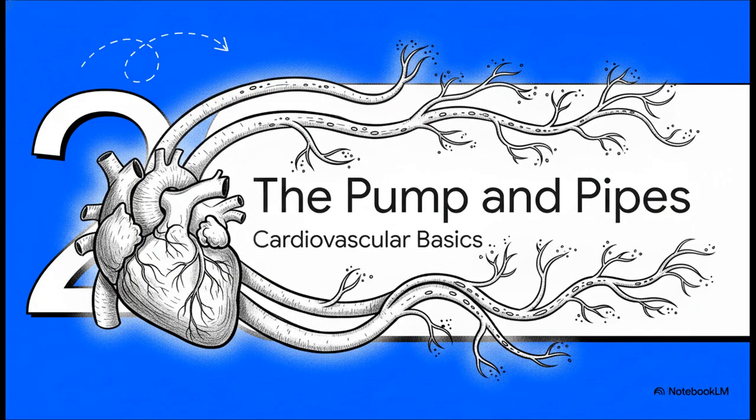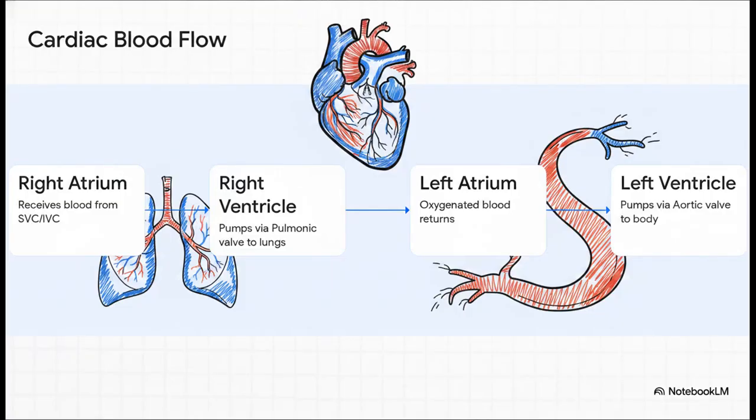All right, Section 2. The pump and pipes. Let's talk cardiovascular essentials. Tracing blood flow through the heart can sometimes feel like trying to read a dense, confusing textbook paragraph, right? So we broke it down into a highly digestible, testable, step-by-step sequence. Here we go. Deoxygenated blood comes back from the body through the superior and inferior vena cava and dumps into the right atrium. From there, it drops through the tricuspid valve into the right ventricle, then gets squeezed out through the pulmonic valve over to the lungs to grab some oxygen.